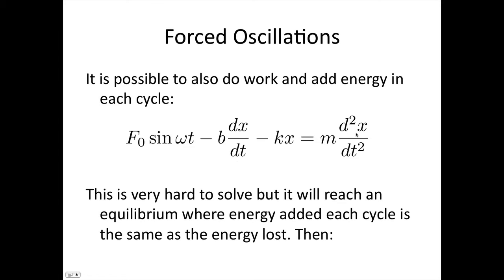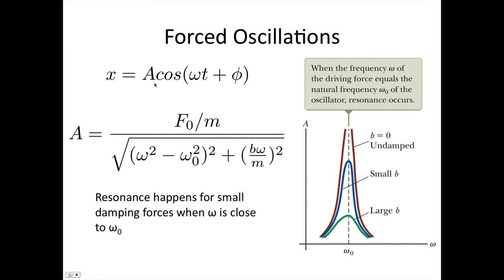Now this equation is very hard to solve. But if you were to solve it, the solution would have the form x is equal to A cos(omega t plus phi), where A is equal to F naught on m, over the square root of (omega squared minus omega naught squared) squared plus (b omega on m) squared, where this omega is the angular frequency that you are applying the force with.